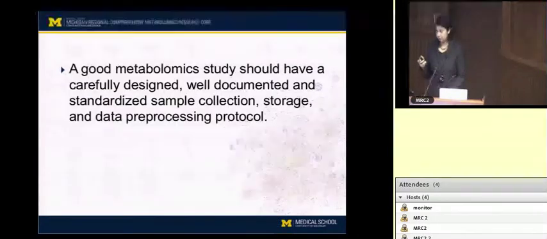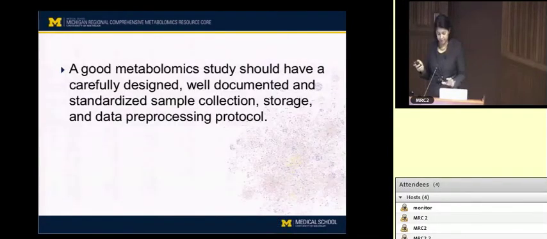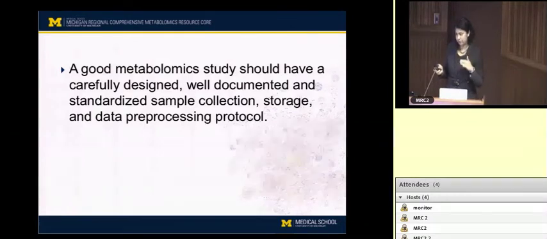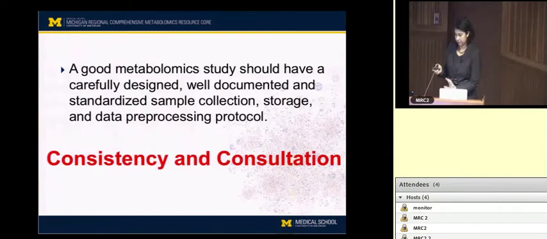So to conclude this part of my talk, a good metabolomic study design should have a careful design about the variability that we talked about, and document all the changes and sample collection strategies, standardize them and store in -80. Two words you will keep on hearing throughout my talk are consistency and consultation. Consult before you start designing your experiment and consistency throughout your sample cohort.